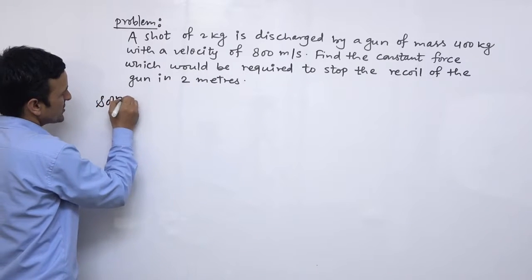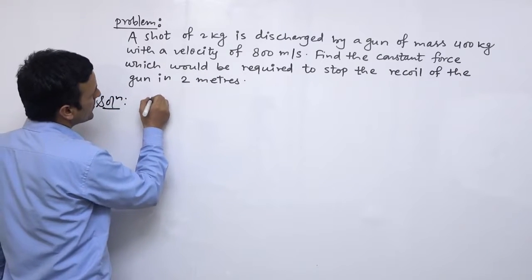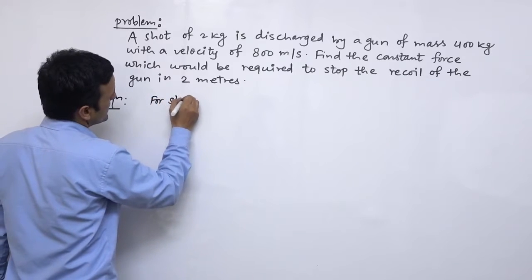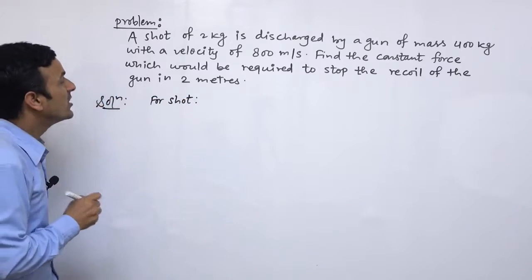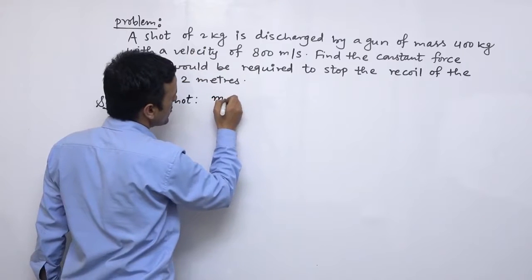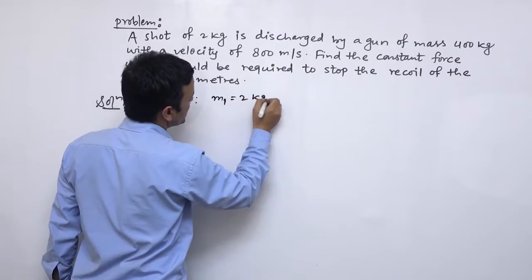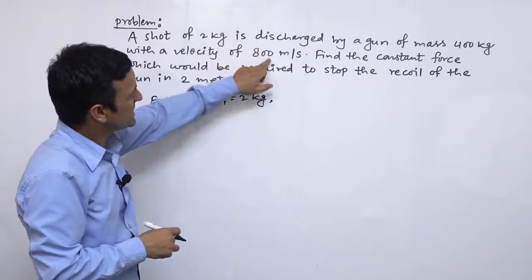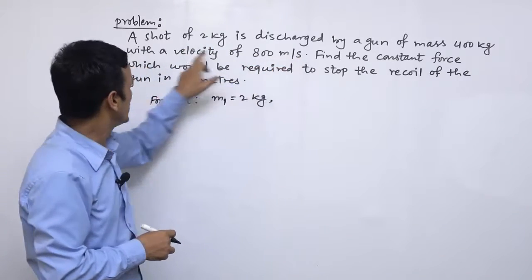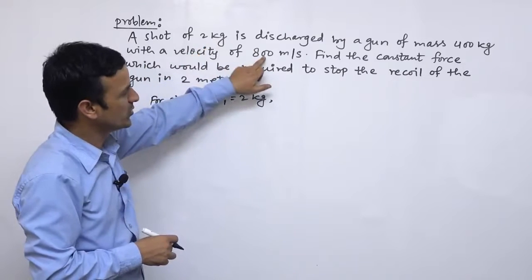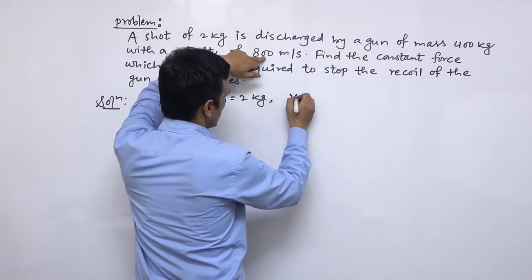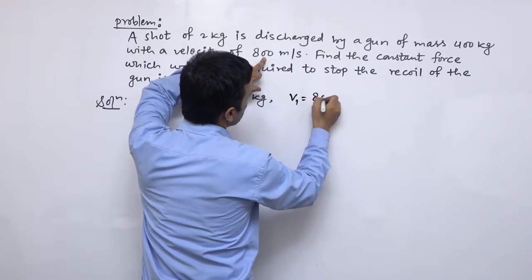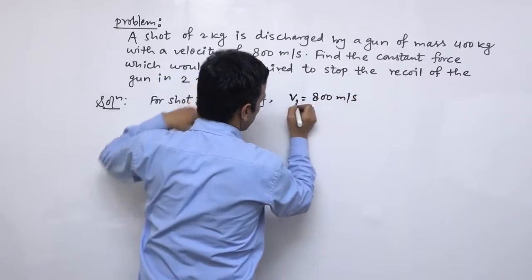So let's solve this question. Now for the shot, the mass of the bullet we have is m1 is equal to 2 kg and its velocity is this one. The bullet is moving at 800 meter per second. So it is v1, and it is 800 meter per second.